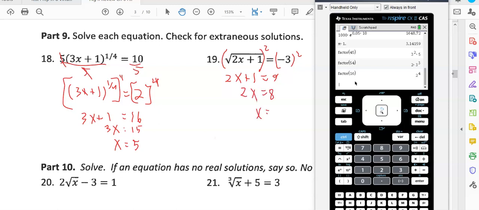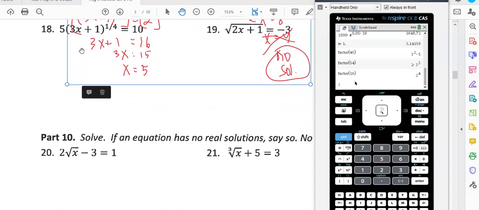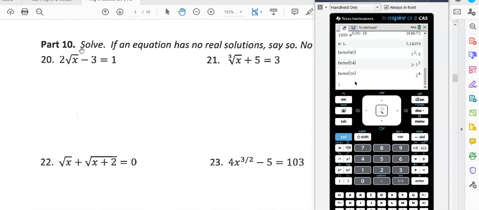So x equals 4, and it looks pretty good, but let's just check it. 2 times 4 is 8, plus 1 is 9, square root of 9 is 3. 3 does not equal -3. That is not a real solution. There is no solution here. You could have stopped at the beginning because it says square root is equal to a negative, and that's just silliness there. That's not really true.